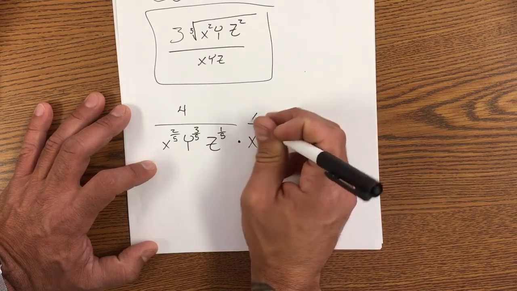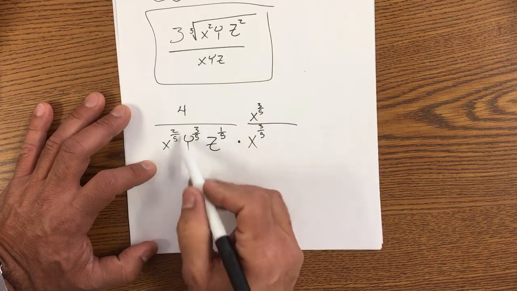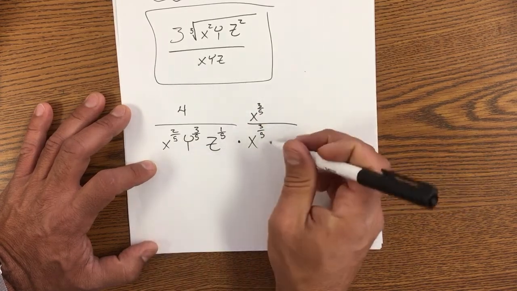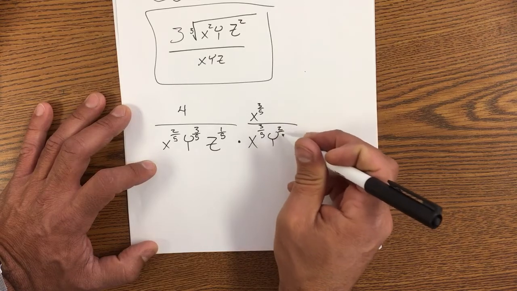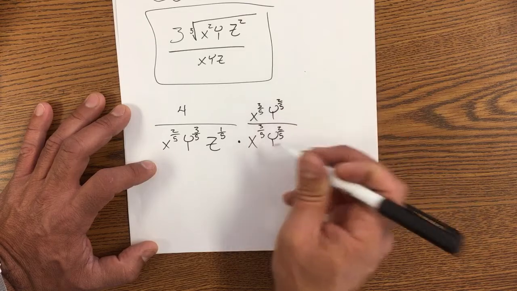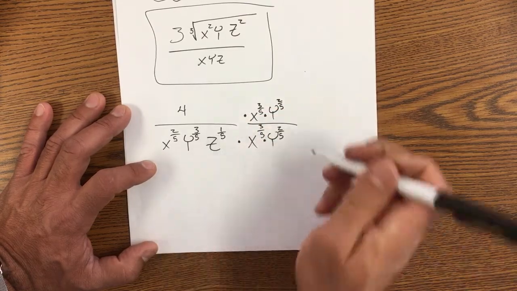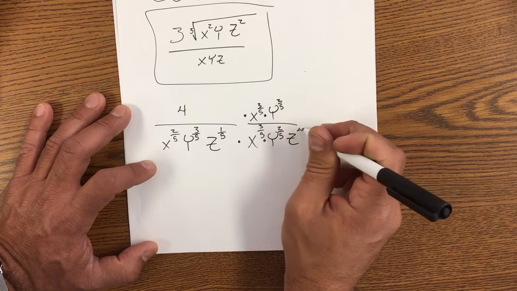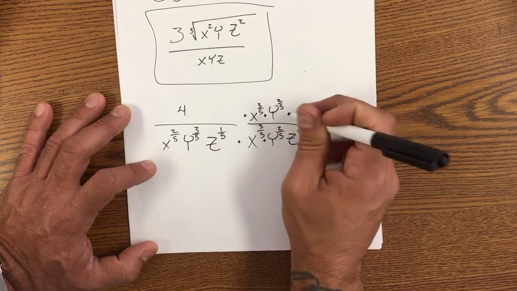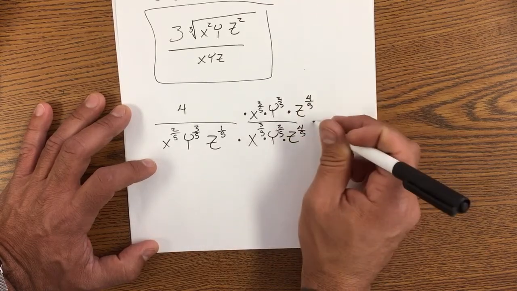Whatever I multiply on the denominator, I also multiply on the numerator. I'm going to look at this. What do I need to add to 3/5 to get to 5/5, which is going to be 2/5. And whatever I multiply on the denominator, I also multiply on the numerator. What do I add to 1/5 to get there, which is going to be 4/5. And whatever I multiply on the denominator, I also do on the numerator.